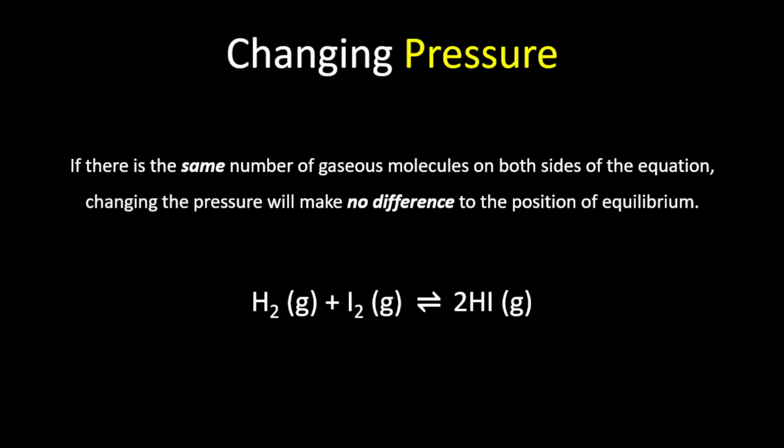Finally, what I want to focus on here is if you have the same number of gaseous molecules on both sides of the equation, such as this one, I have 2 molecules here and 2 molecules here, changing the pressure will actually make no difference at all. In exams they will say the pressure is going to be increased or decreased. You simply write there is going to be no change at all. Why? Because we have the same number of gaseous molecules on both sides of the equation. So whether you increase or decrease, the equilibrium stays the same.